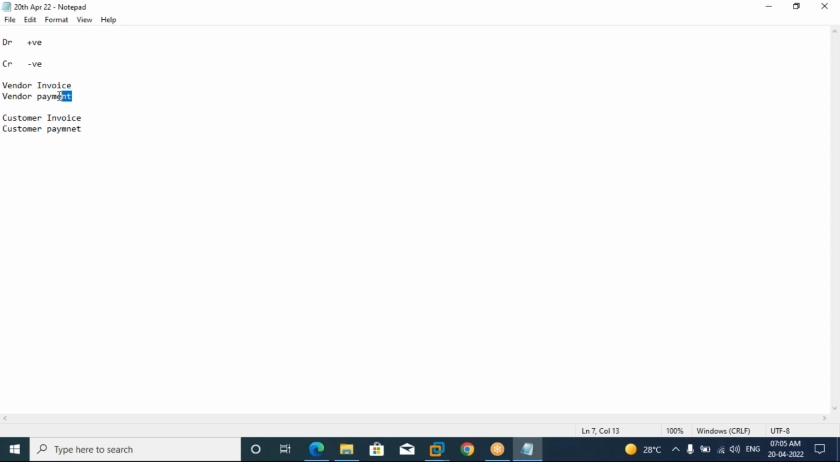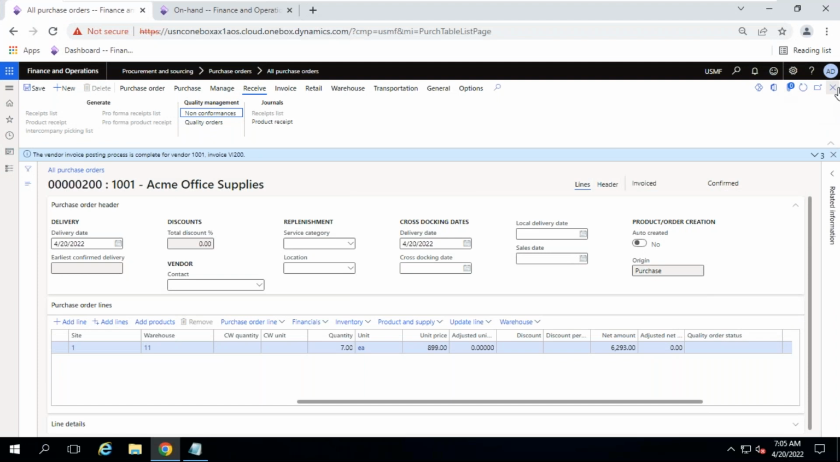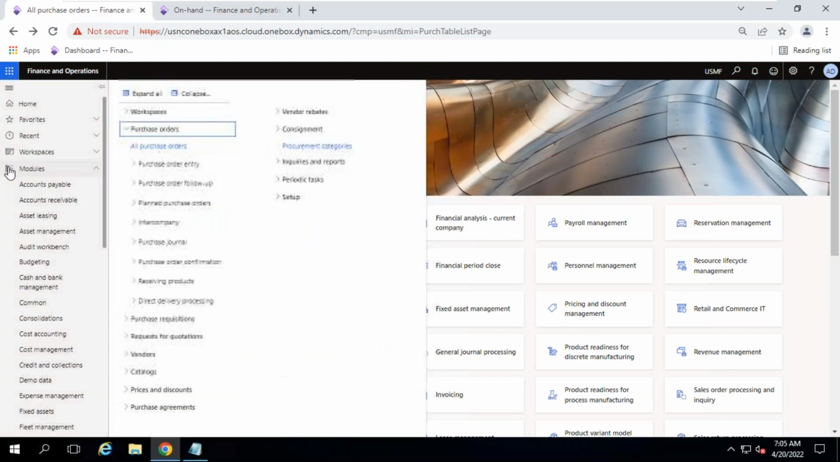Vendor invoice and vendor payment, like yesterday we saw how to do it. Today let us understand customer invoice and customer payment. Let me show you. You can click on the home button, it will close everything. Okay, accounts receivable module.